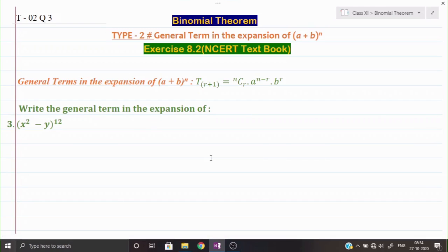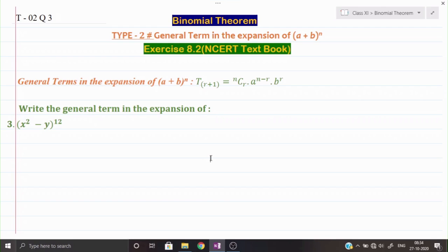Today we are going to start from exercise 8.2. I am not going to start from question number 1. I am starting from question number 3 and 4, and then I will come back to question number 1 and 2. Now, what kind of questions are given in this exercise, that we shall see first.